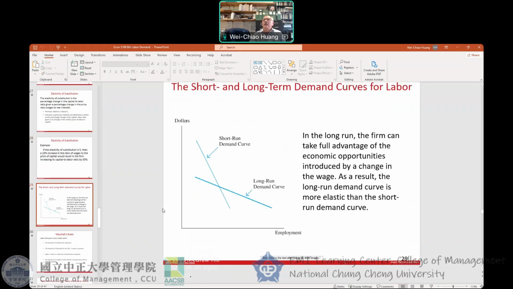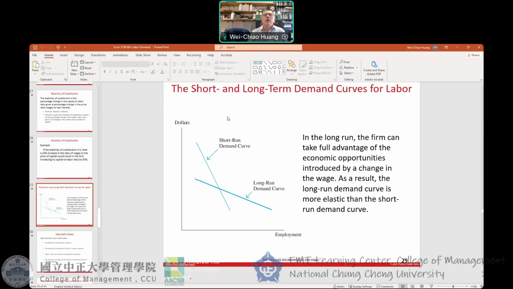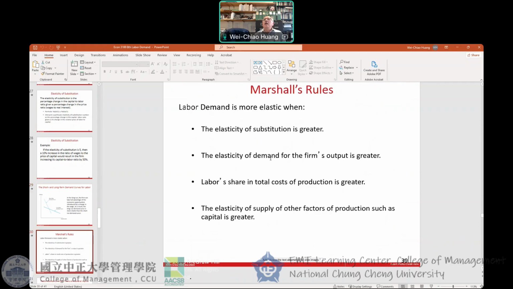And then you got this discussion about short-term and long-term demand curve for labor. You can see, relatively speaking, the long-run demand curve will be flatter than the short-run demand curve. That means in the long run, firms' demand will be more elastic than in the short run. And then there are all these important Marshall's rules about labor demand. Basically, you got to go back to read the book, chapter 3, to get more explanation. I'm not going to explain, I'm just going to state it, just going to describe it.